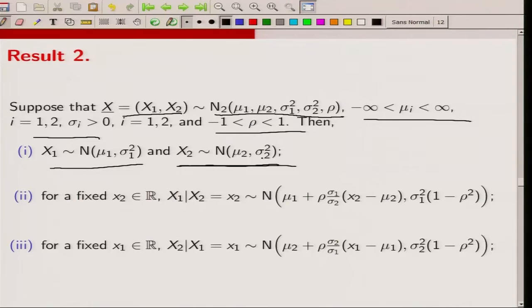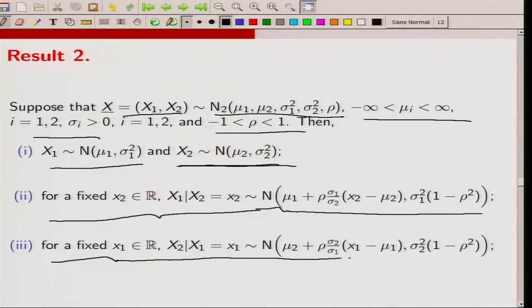So, marginals are normal. Not only that, the conditionals are also normal. That means, for fixed x2 belonging to R, the conditional distribution of X1 given X2 equal to x2 is normal with mean mu 1 plus rho sigma 1 by sigma 2 times (x2 minus mu 2), and variance sigma 1 square times (1 minus rho square). And by symmetry, for any fixed x1 belonging to R, X2 given X1 equal to x1 is normal with mean mu 2 plus rho sigma 2 by sigma 1 times (x1 minus mu 1), and variance sigma 2 square times (1 minus rho square).